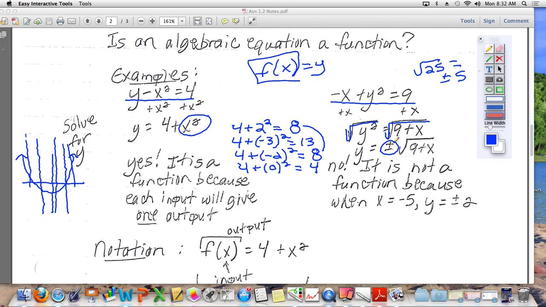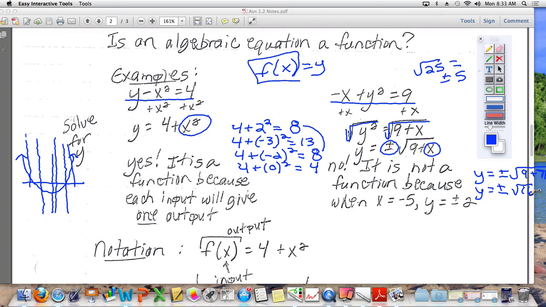So let's try it. Give me a value for x, you guys. 7. Good. So let's say we put a 7 in for this x. So y is equal to the positive or negative square root of 9 plus 7. So y is equal to positive, negative. What is 9 plus 7?